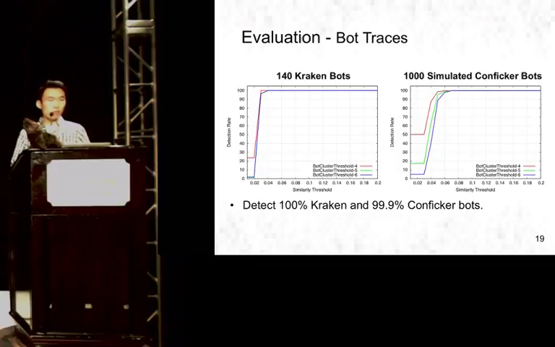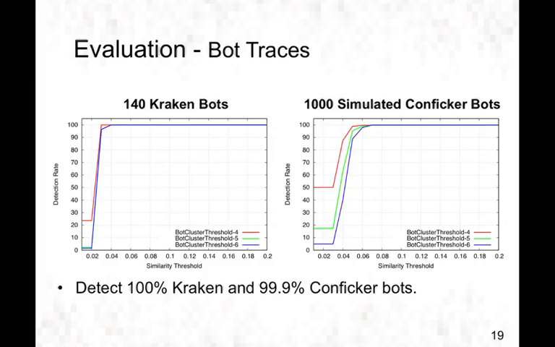So here is some evaluation of the algorithm. To evaluate the true positive, we use 2 sets of DGA bots. One is a set of 140 real Kraken botnets we obtained from Georgia Tech. And another set is the simulated 1,000 configured botnets. The different lines in the figures show different parameters we use in our system. So I will not go into the details of these parameters.